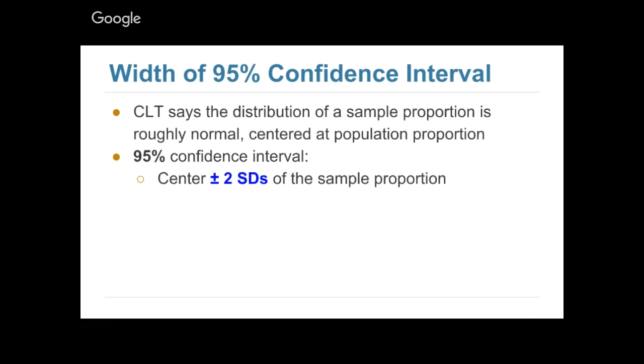Because we're taking the center plus minus 2 standard deviations, the total width of that confidence interval will be 4 standard deviations. So 2 on the left side, 2 on the right side, total of 4. If we want the total width of the confidence interval to be small, we want to make 4 times the standard deviation small, because that's the width of my interval. The way we do that is we note that the standard deviation of the sample proportion happens to be the population standard deviation divided by the square root of my sample size.